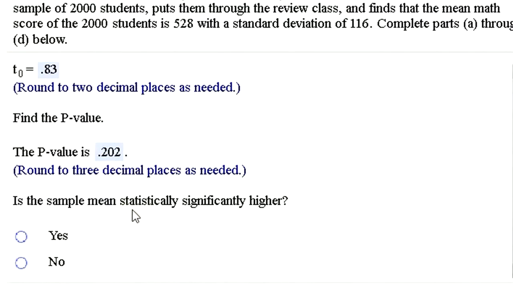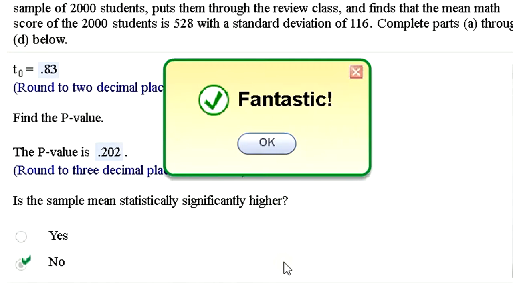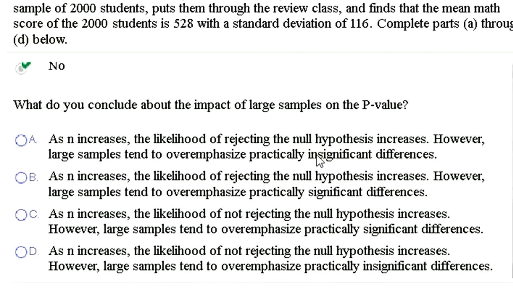Is the mean statistically significantly higher? No, it's not anymore. The p-value is greater than our alpha level. Remember, our alpha level is 0.10, so that's not less than that. It's not significantly higher in the statistical sense. So what would we conclude? As the sample size increases, the likelihood of rejecting the null hypothesis will increase. However, large samples tend to overemphasize practically insignificant differences. That's another way of saying unimportant.